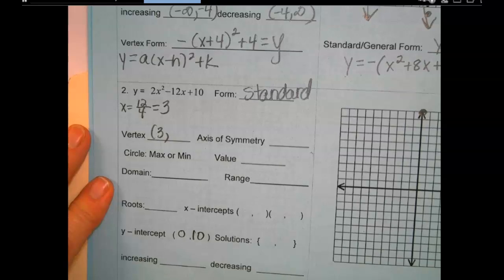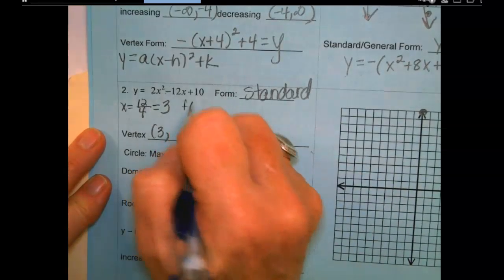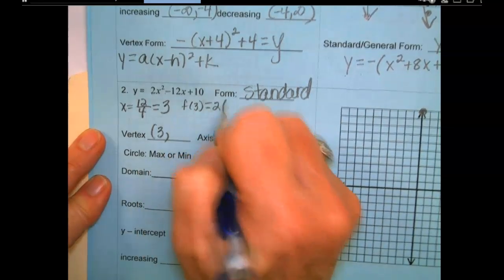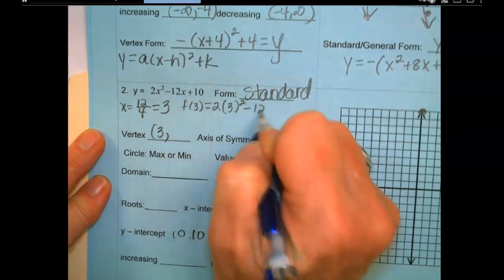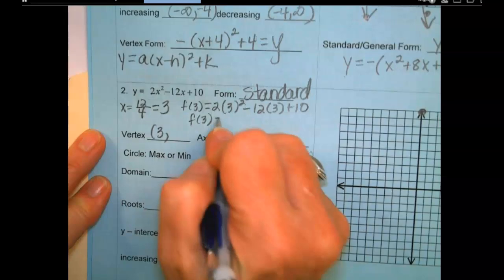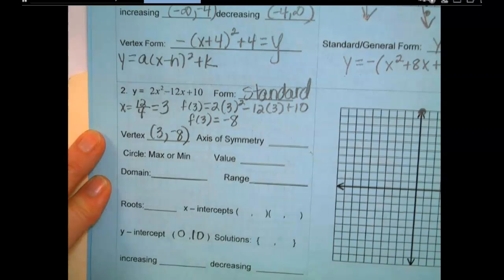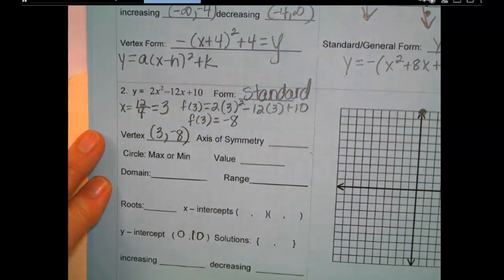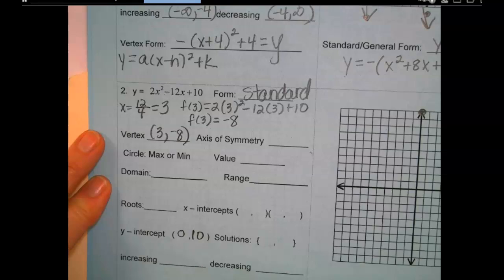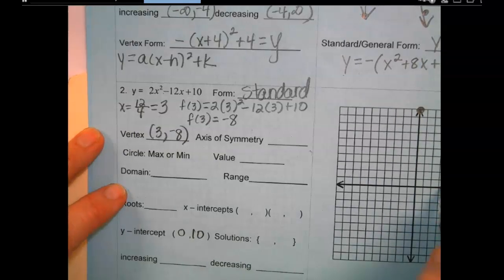Yes? Yep. Now that I know x, how do I find y? Okay, so I'm going to do f of 3, and that's going to equal 2 times 3 squared minus 12 times 3 plus 10. If you will trust my math, which I know is hard to do, it is negative 8. So my vertex is 3 and negative 8.